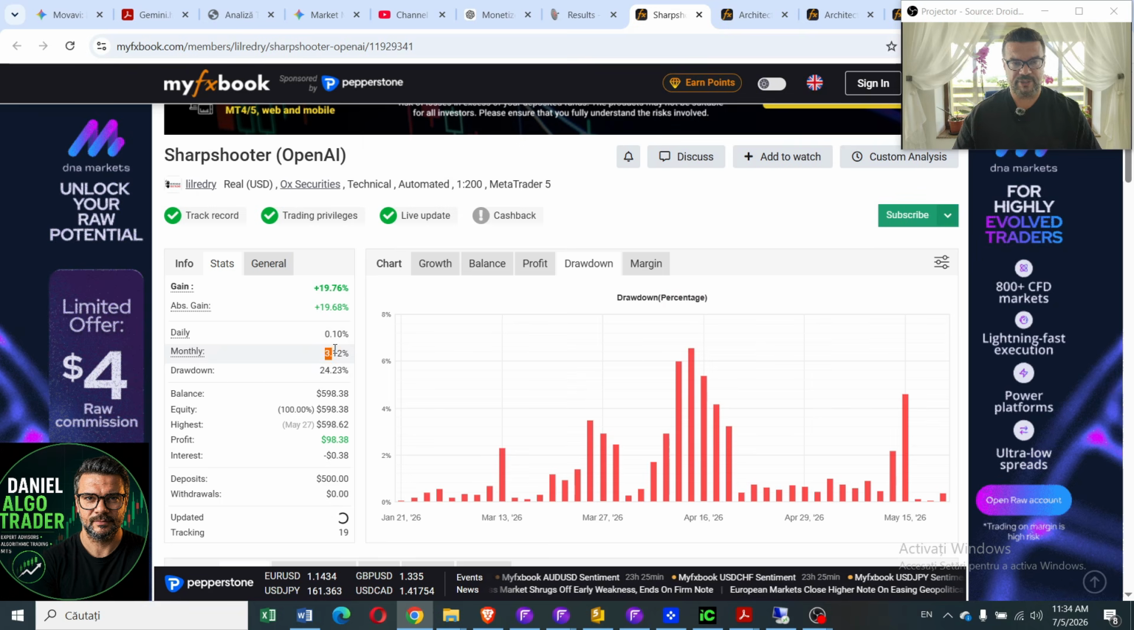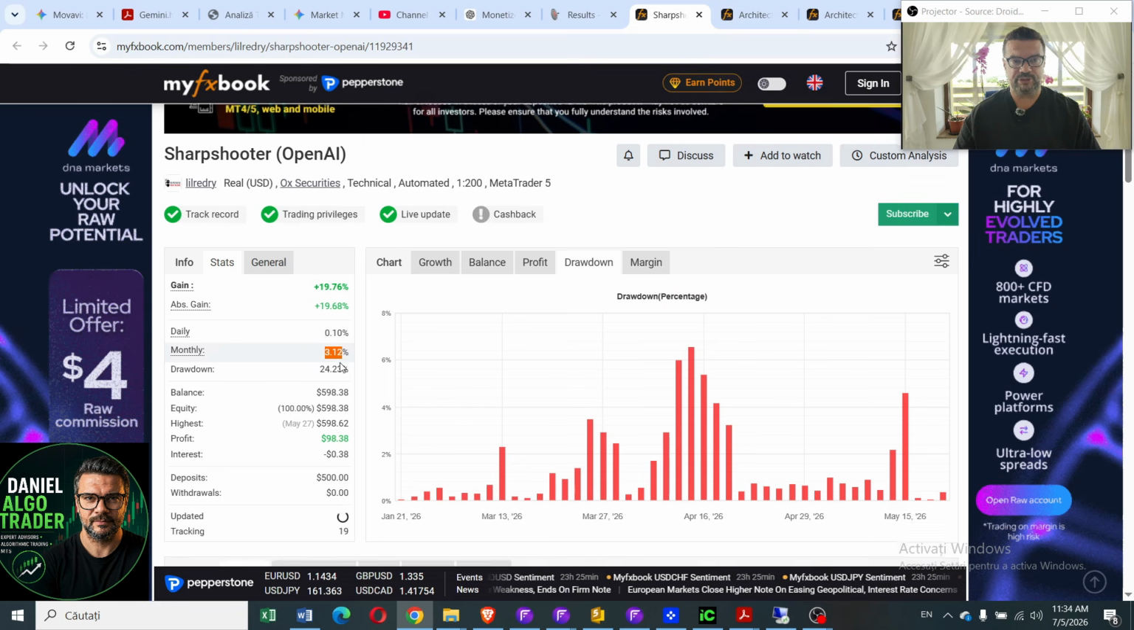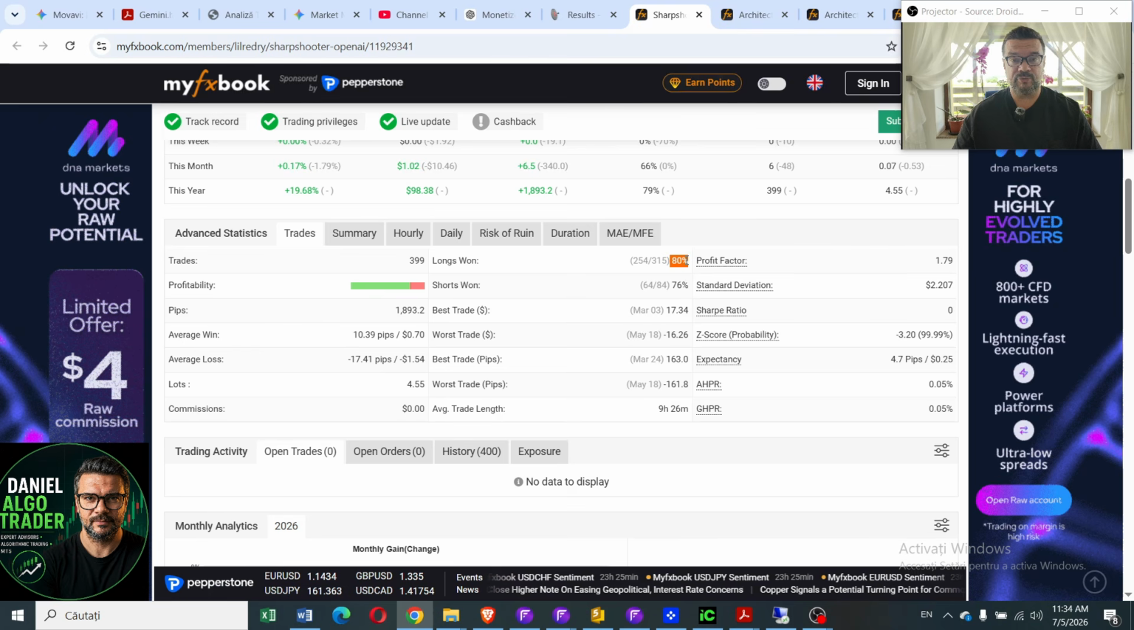The monthly win is definitely lower, it's 3.12%. So this is a more safer approach. The percentage of winning is a bit lower, 80% on long and 76% on short. The profit factor is 1.79. The duration is 9 hours per trade.